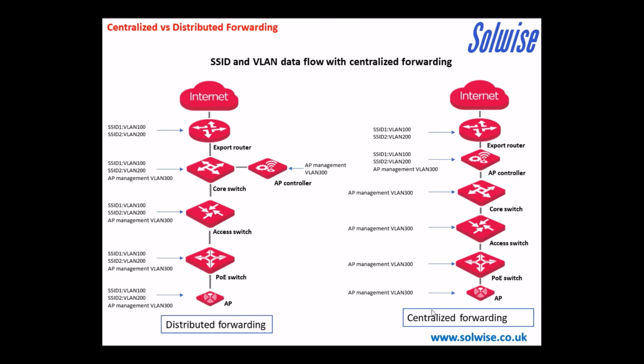However, if you use centralized forwarding, then all the VLAN tags only get applied when it gets to the controller. So all this intermediary equipment doesn't have to know anything about VLAN tags. As long as you set up the controller to cope with the VLAN tags, then from that point on, it's dead easy.